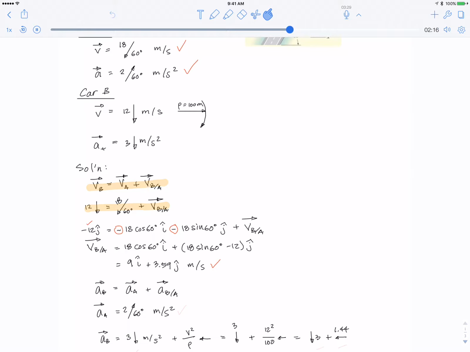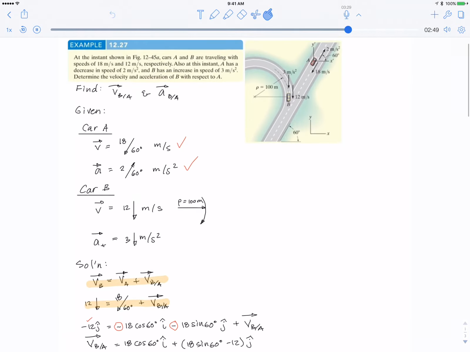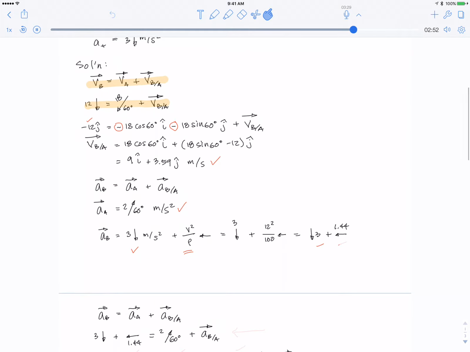The acceleration is very similar. You're given that car A is decelerating, so going up to the right at 2 meters per second squared, and at 60 degrees along that road. B is accelerating down 3 meters per second squared, but it's also going in a circle, so it has this centripetal acceleration of v squared over rho. And that always goes to the inside of the curve, which in this case is directly left. If you look at the picture, v was 12 and the radius was 100. So this is the acceleration.